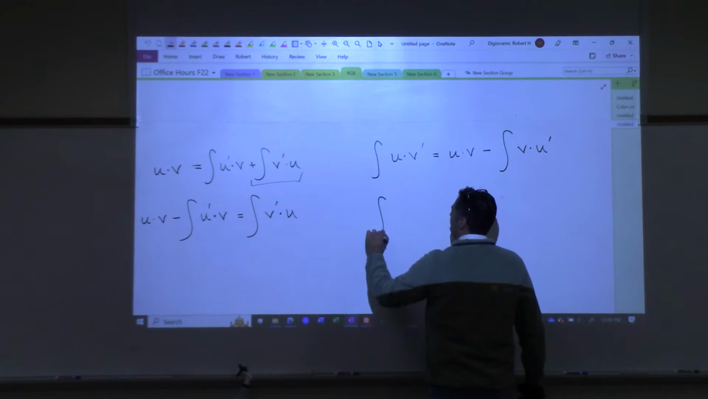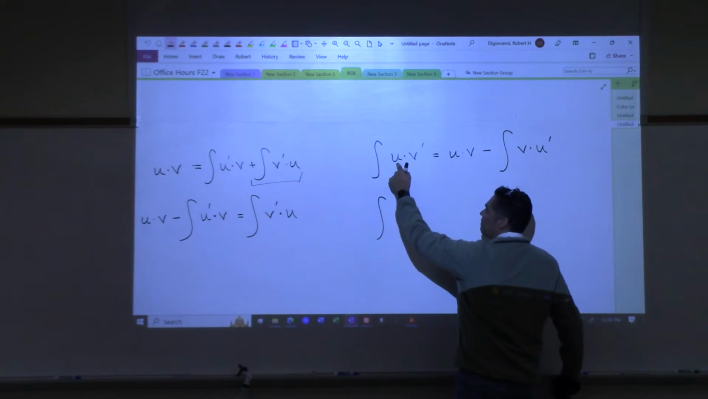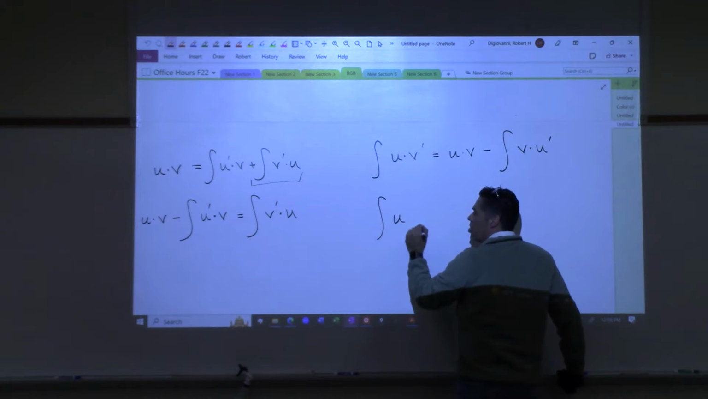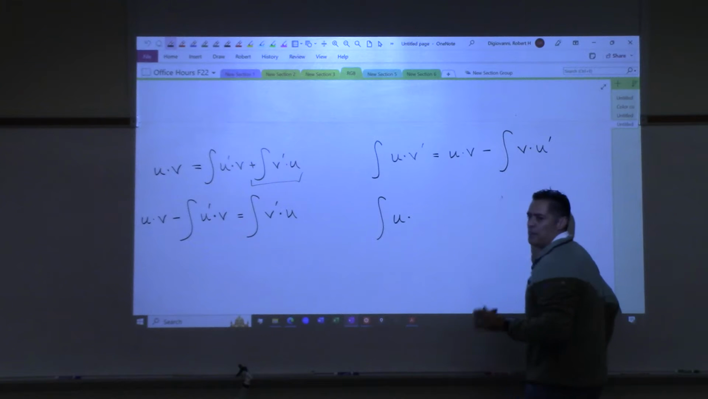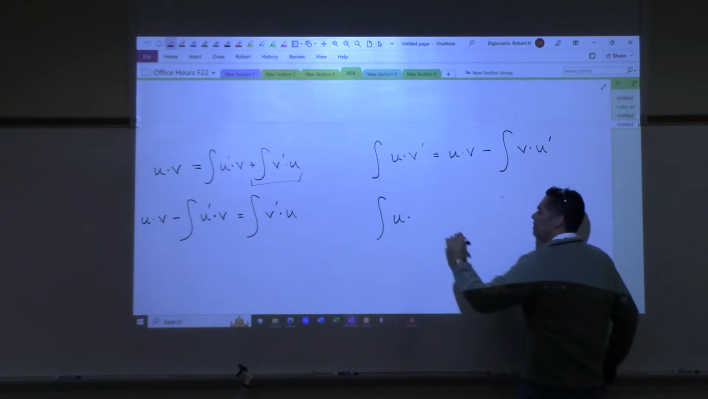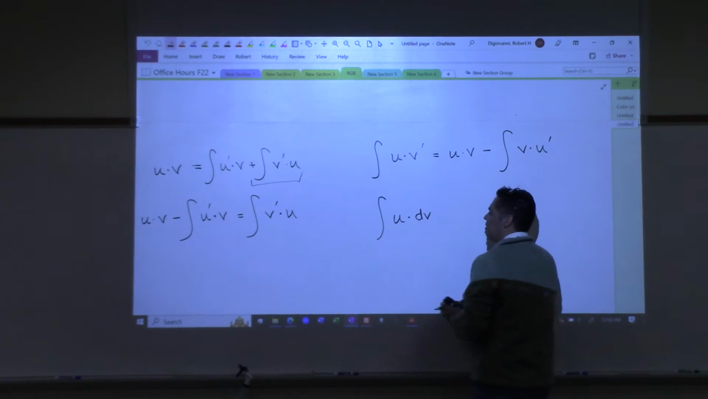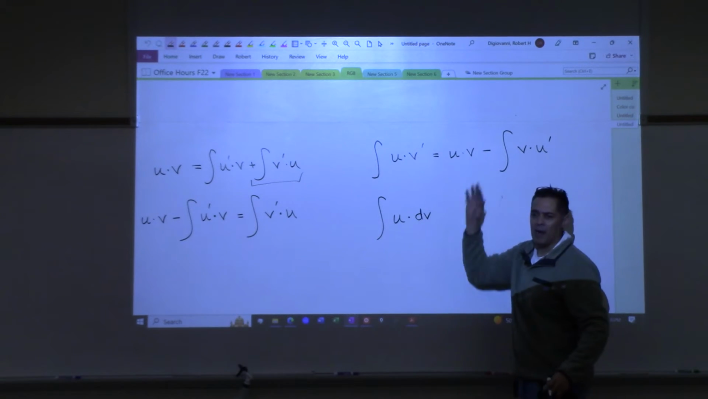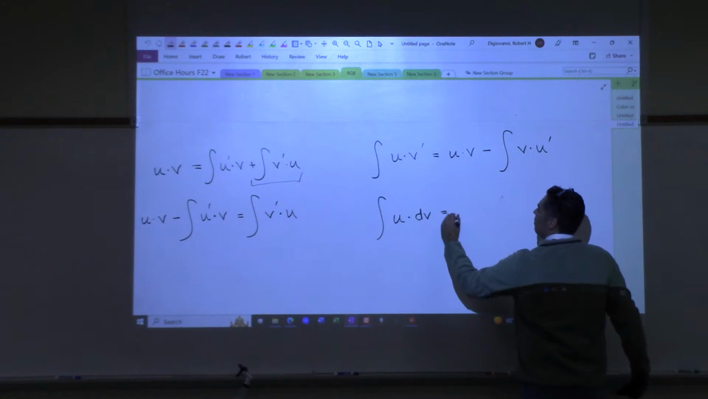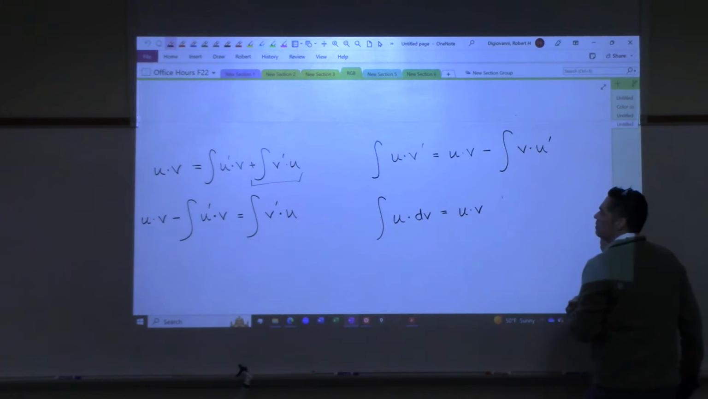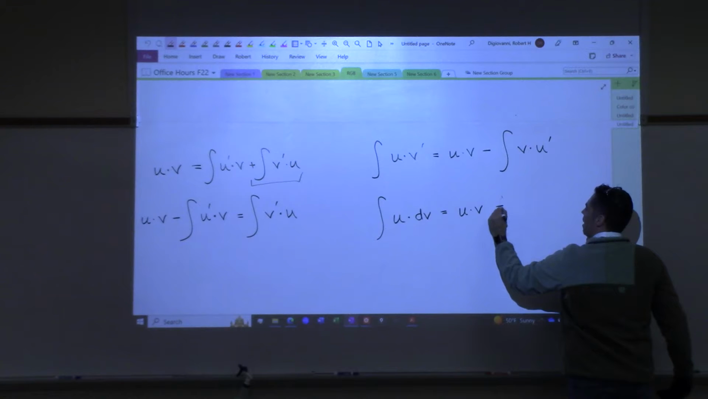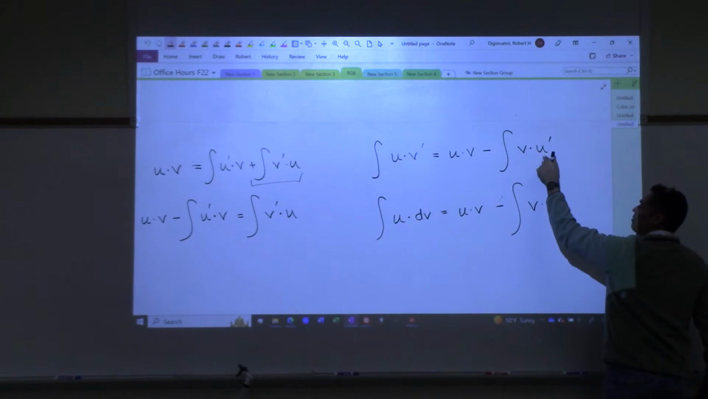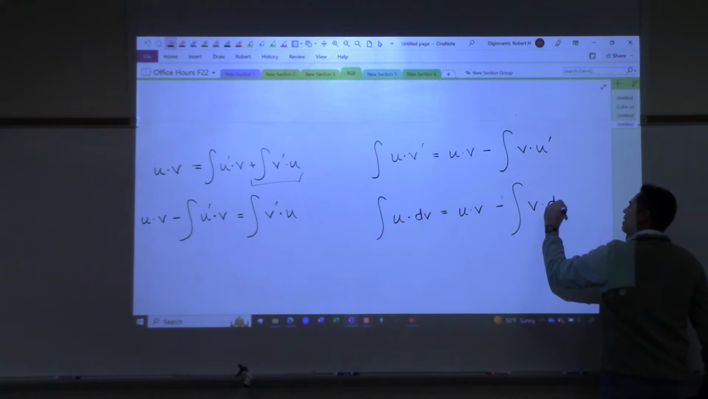A slight change in my notation. This is some function u, right? Which was f of x. I'm going to still call it u. But instead of calling that v prime, I'm going to write dv to represent the derivative of v, right? So the derivative of v instead of v prime. Over here, I'm going to write u times v. That's this times this. Minus over here, I'm going to write v. And instead of the derivative of u like this, u prime, I'm going to write du.